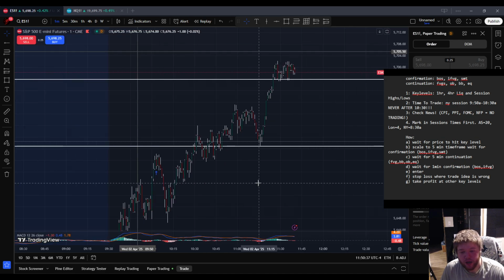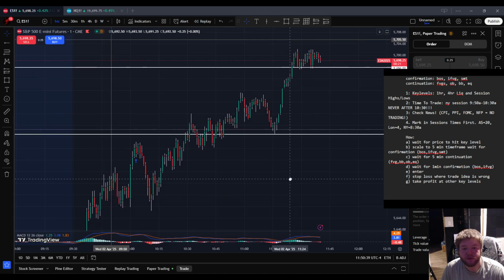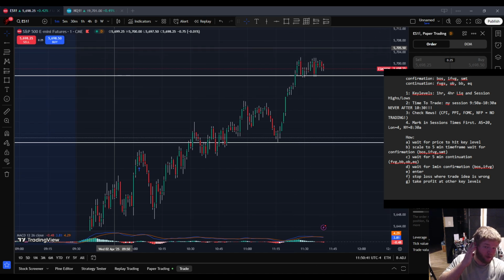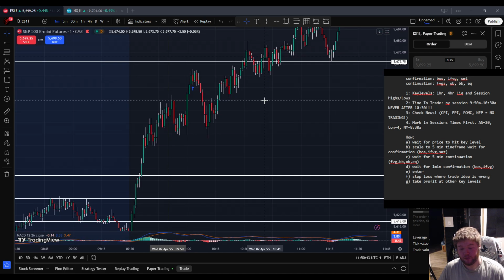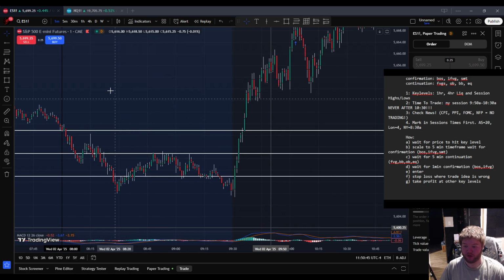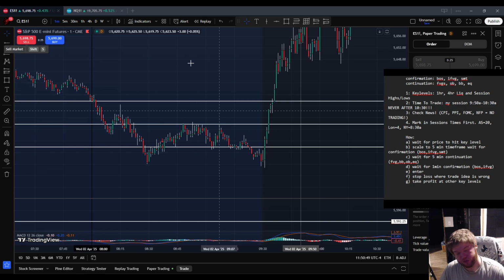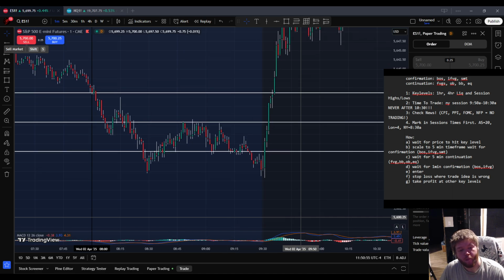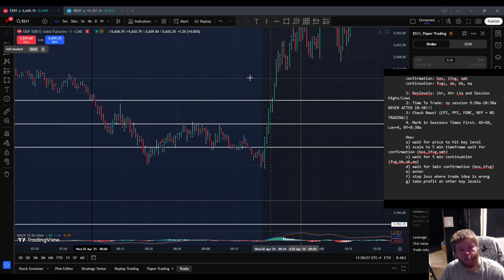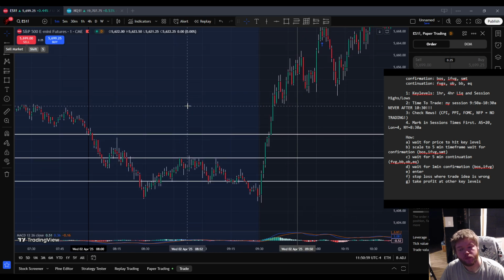Lesson to be taken away, lesson to learn from this, lesson I've learned from doing this. Wait for the confluences to form before jumping on the first confluence you see. And be patient. Or was it this one right here?